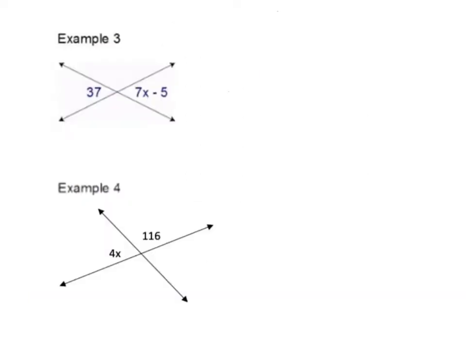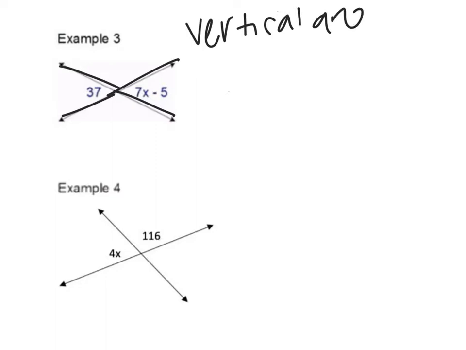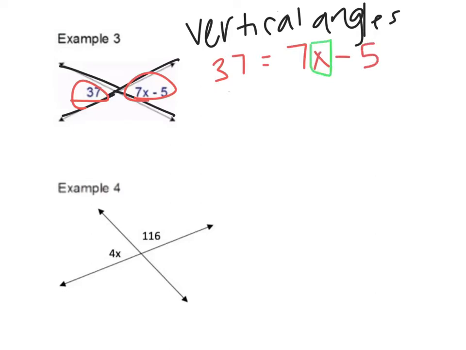So example 3, I notice that I have two angles that are opposite one another, which tells me that these are vertical angles. So if I think about the relationship between vertical angles, I know that with vertical angles, the opposite angles are equal to one another. So 37 has to equal 7x minus 5. Remember, my whole goal is to figure out what x is equal to. So I'm going to go ahead and solve for x.